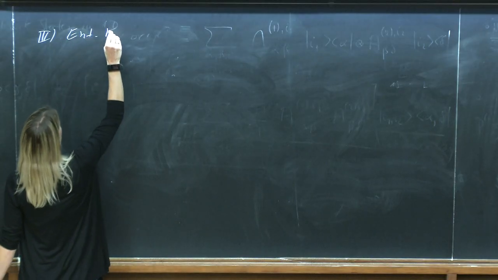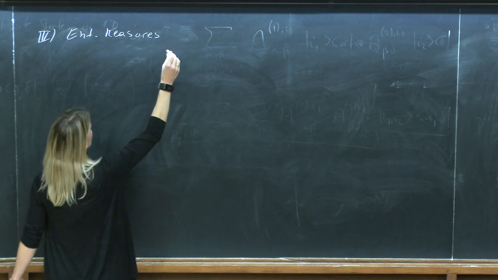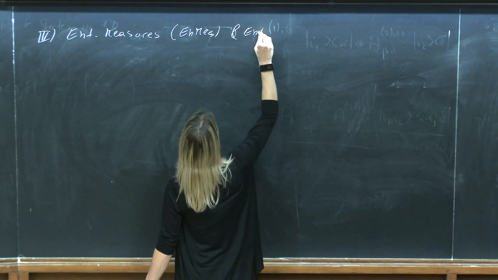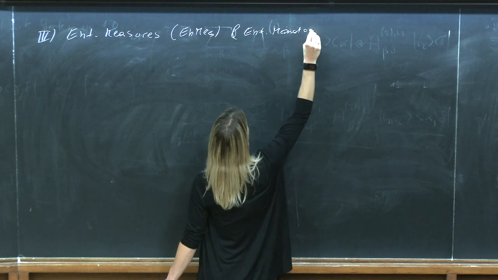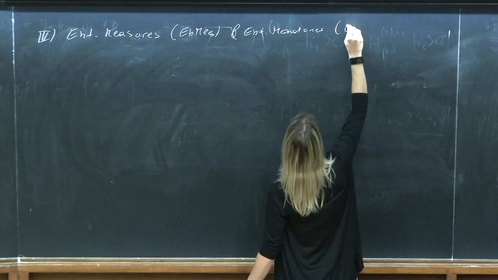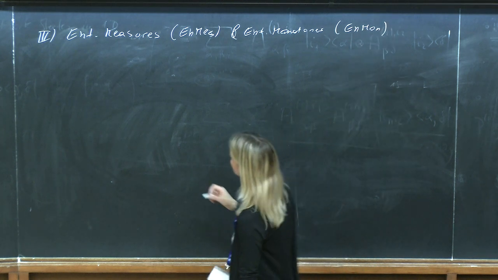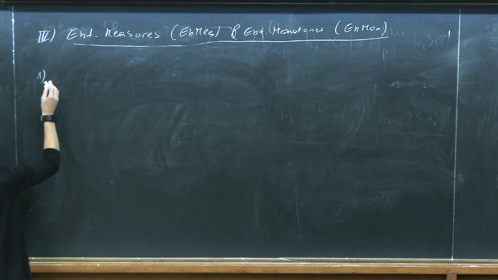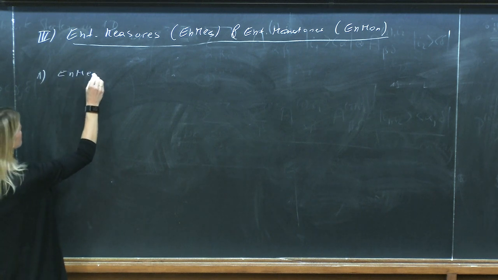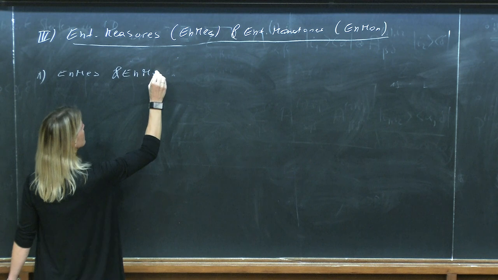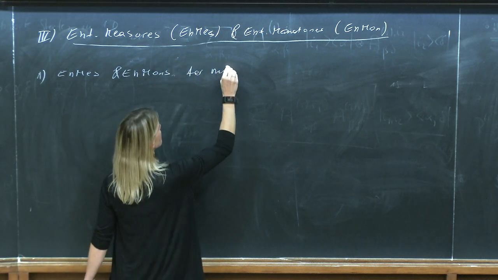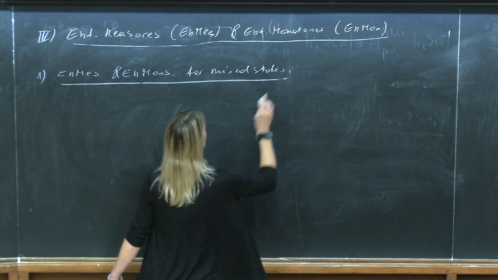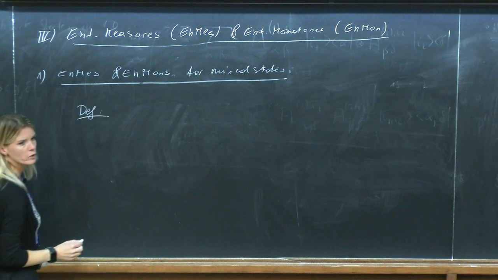So entanglement measures, which I will for short call NMES, and entanglement monotones, which is NMON. Okay, so first, what is the definition, also in the case of mixed states? NMES and NMONs for mixed states. So what is the definition of an entanglement measure?